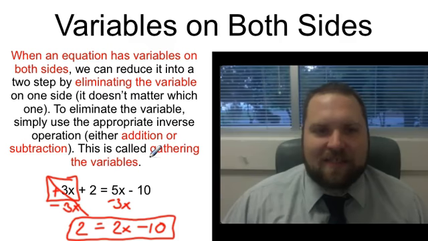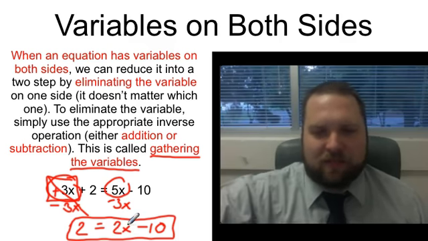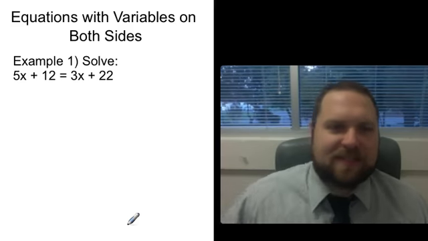This process I will refer to as gathering the variables, because before I had a 3x right here, a 5x right here. I had variables on both sides. But after I gather the variables, all my variables are in one place on one side of the equation. So let's look at an example.